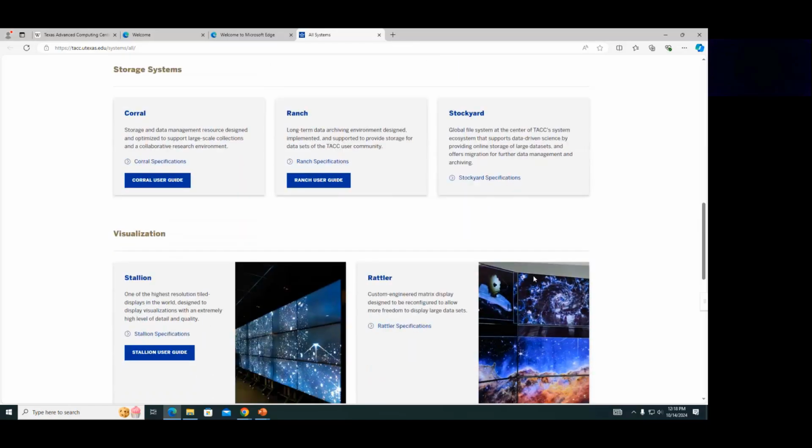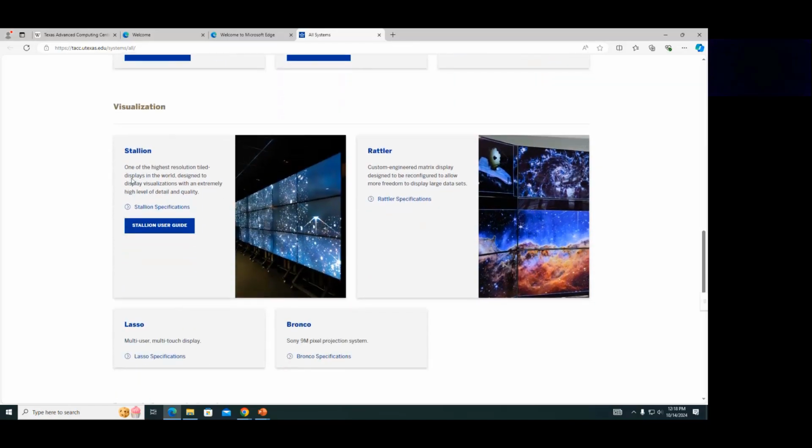Also, they have this system, which you see here, one of the highest resolution displays in the world. This is the high resolution visualization display system. For this one you need to be on-site. Here is a customized, engineered matrix display. This is for special purpose use.